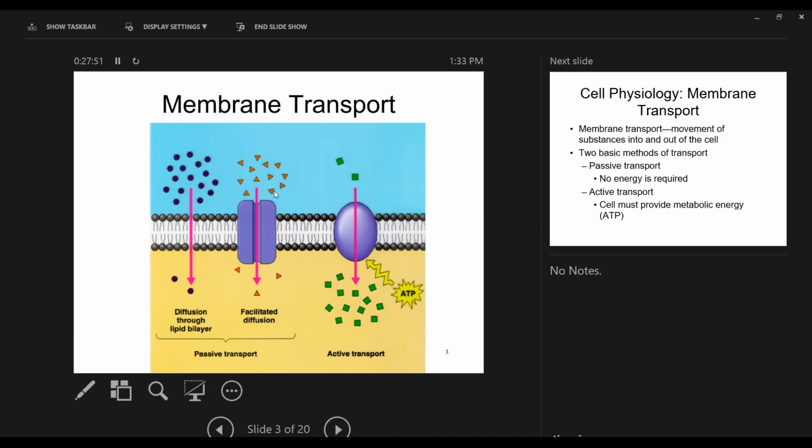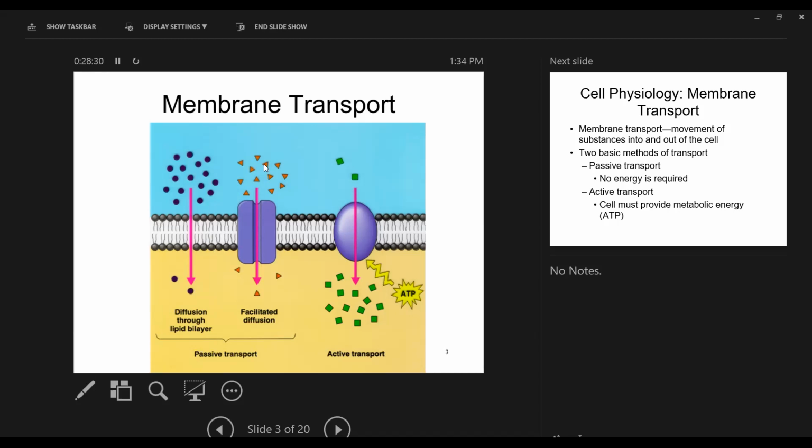Here we see what is known as facilitated diffusion, where we have a special channel in the membrane. This special channel will let certain things come through the membrane. Whatever's out here, these little orange triangles, can't get across the membrane on their own. The cell won't let them in. But there happens to be a special channel there just for those little orange triangles.